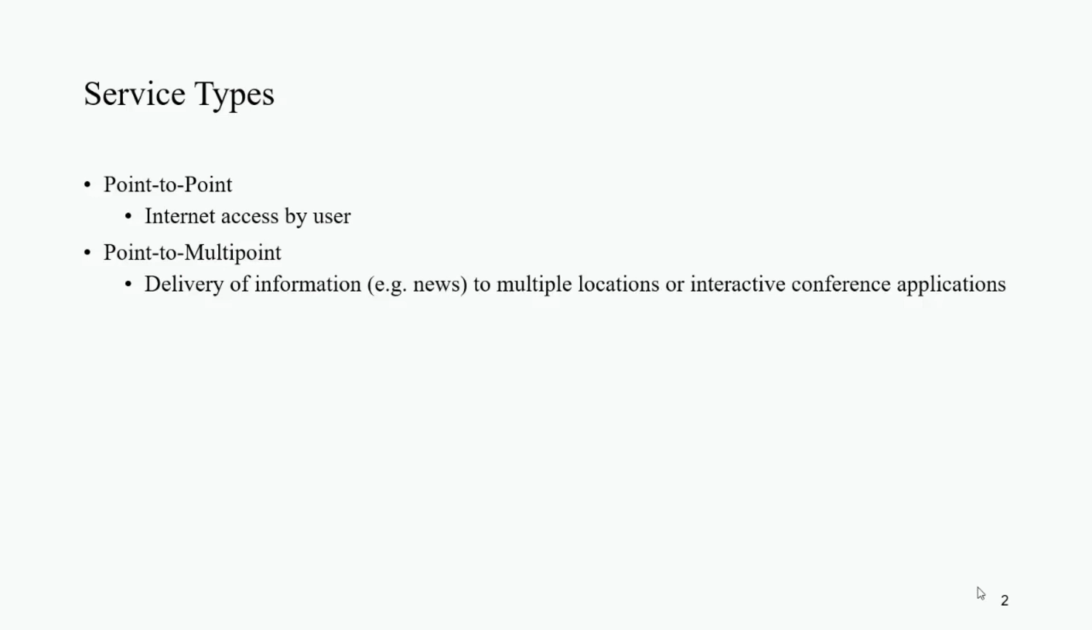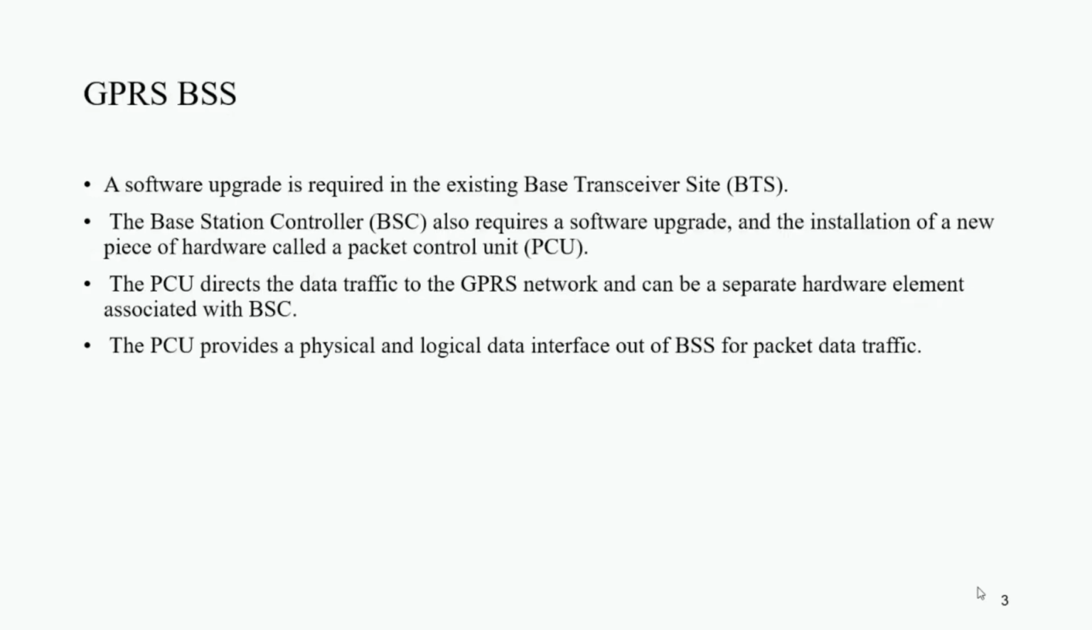Second service is point-to-multipoint. It is also known as PTM service. This service is used for multicast. In multicast, we send data from one source to multiple destinations. For example, we want to broadcast news to different destinations or to send data from one source to multiple users. In such a situation, GPRS operates in PTM mode.